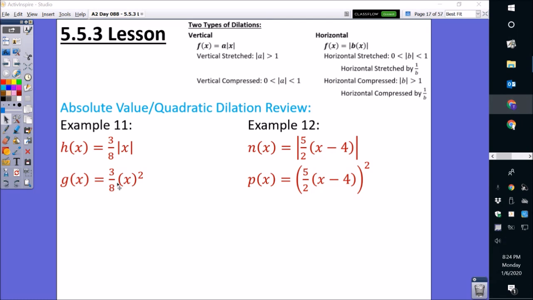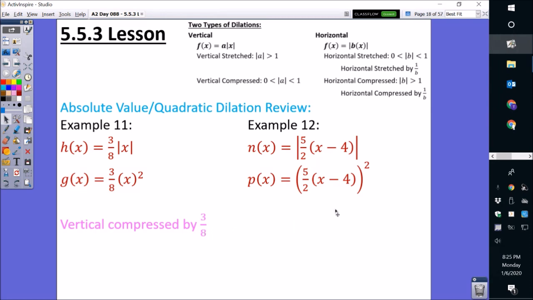So 3 over 8, if you look at it, we see that the top number, numerator, is less than the bottom number, denominator. So if top is less than bottom, then that means that this fraction, this number, is less than 1. So since it's outside in front and it's less than 1, then we're going to say vertical compress by 3 over 8. So vertical because it's outside in the front, key phrase out in the front. Compress because it's less than 1, and then you have to include by 3 over 8.